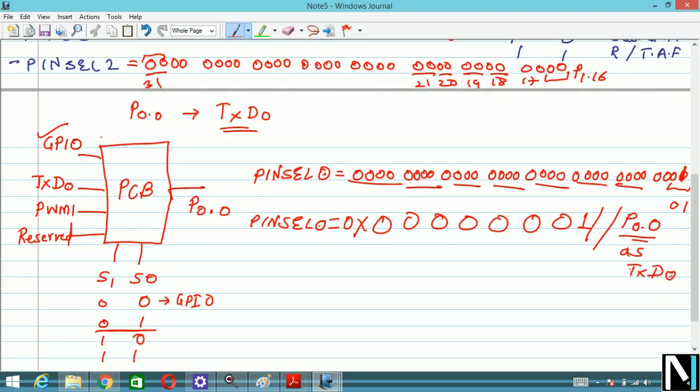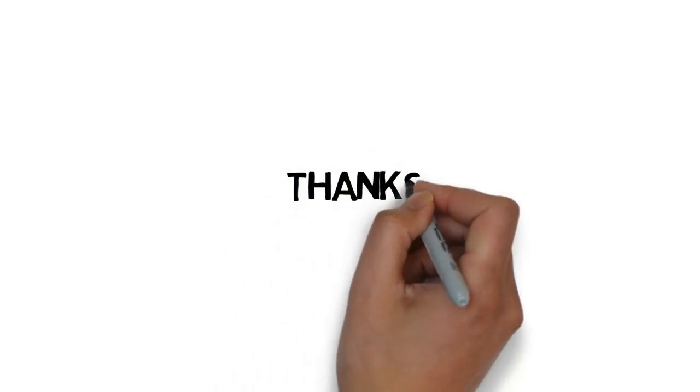That means now the P0.0 pin will perform the function of the transmission data line for the UART0 module. Similarly, if you have to select PWM1, you have to make appropriate changes as 10, and that value will be nothing but 2.